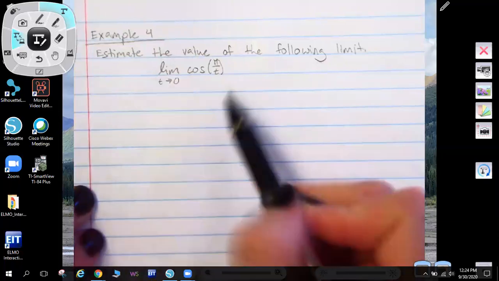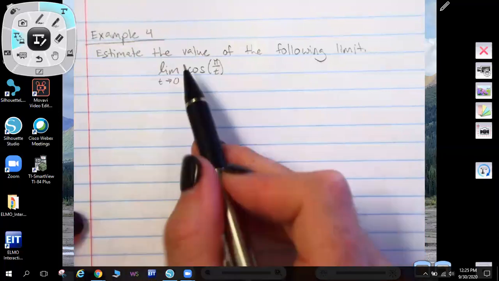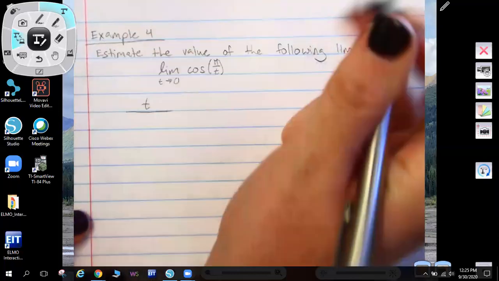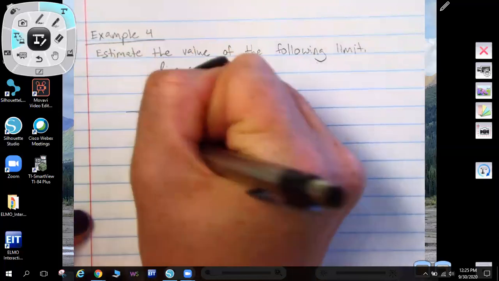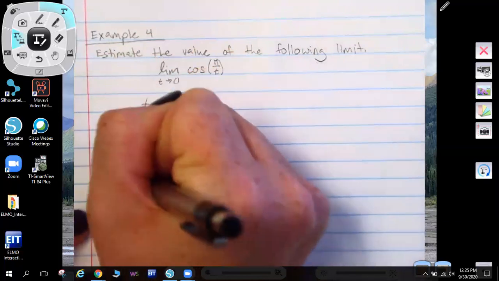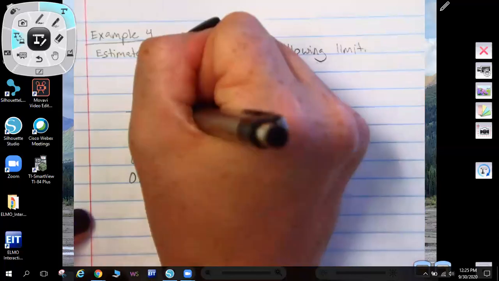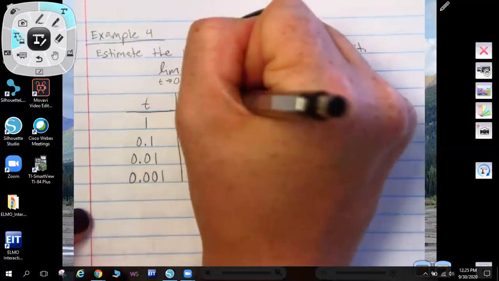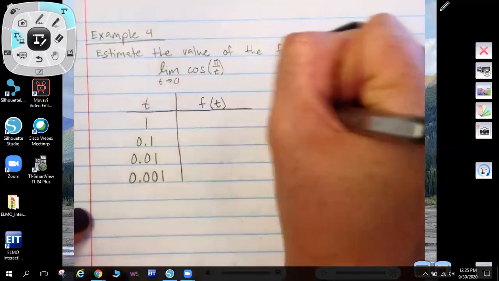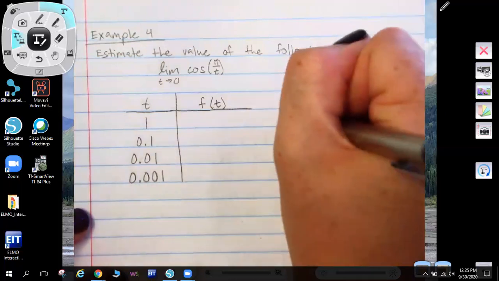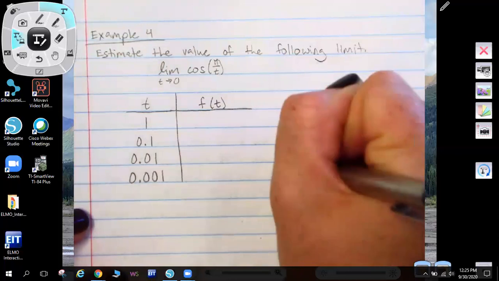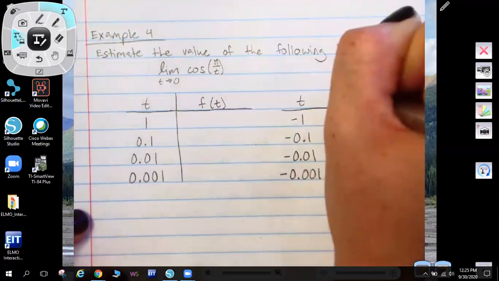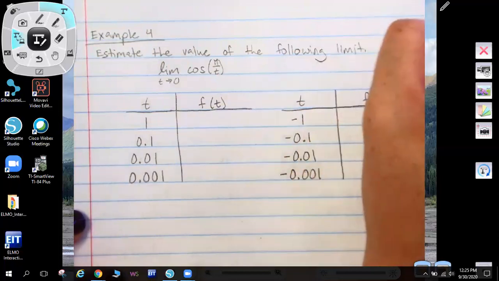Okay, so to estimate the limit, we need our chart of values on either side of 0. So our chart is going to look similar. 1, 0.1, 0.01, 0.001. And we're going to get our function values for those. Then we're going to plug in -1, -0.1, -0.01, -0.001. And get our function values for those.